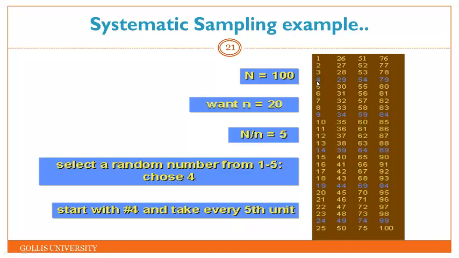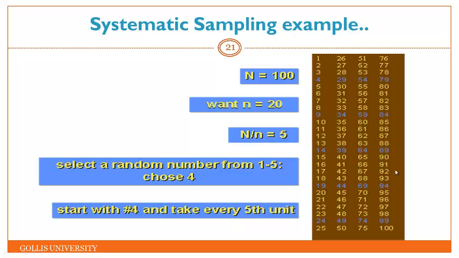For example, I select 4, or you can select 2, or 3, or whatever. So I select 4 as an example, and I'll begin from 4. Start with number 4 and take every fifth unit. I count 1, 2, 3, 4, 5. Number 9 I will take. Again I count 5. Number 14 I will take. Again I count 5. Number 19 I will take. Again I count 5. Number 24 I will take. So I will be able to use 5 as my skip interval.